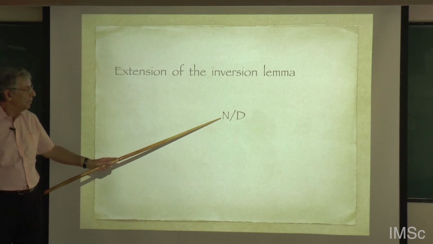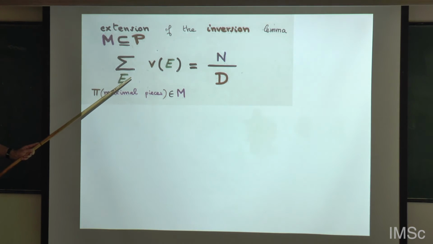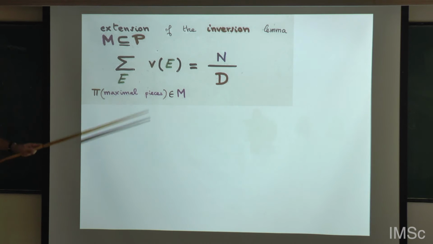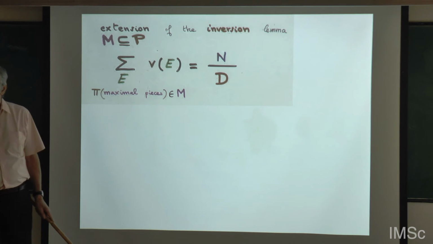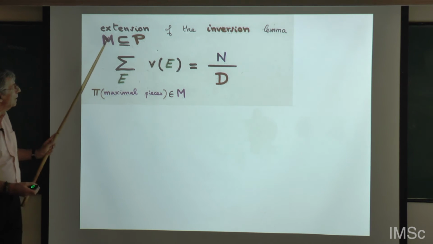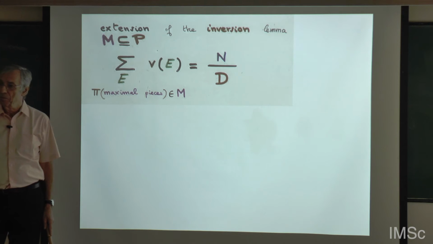So I need an extension of the inversion lemma. I'm going to take the generating function of heaps, of weighted heaps, such that the projection of the maximal pieces is contained in a certain set, capital M, of basic pieces. For example, for my semi-pyramid, the projection, my set M, is exactly the unique dimer 0, 1.